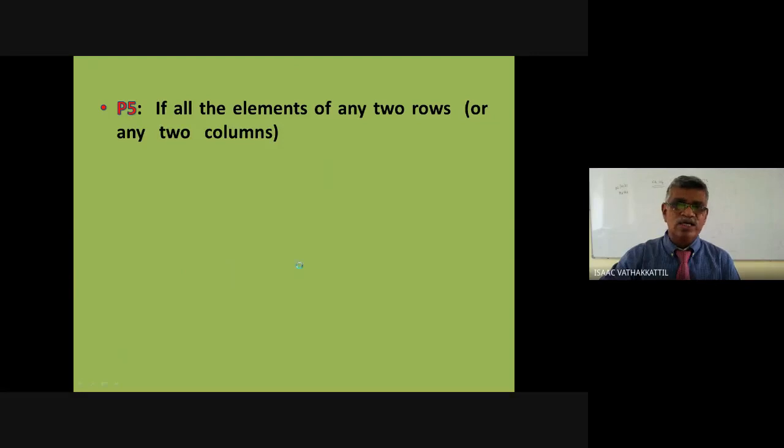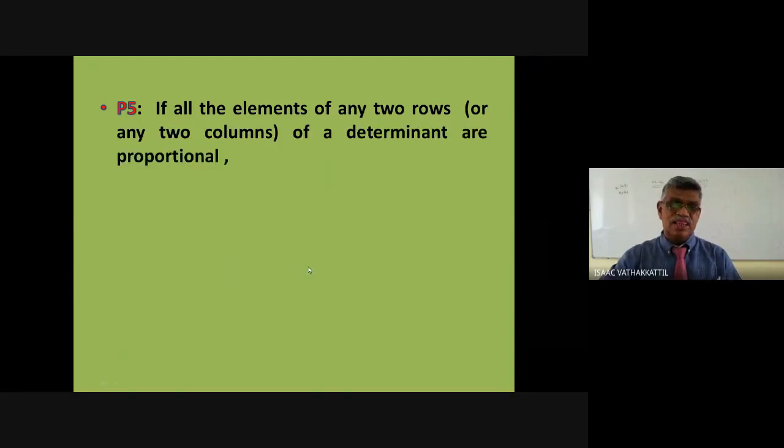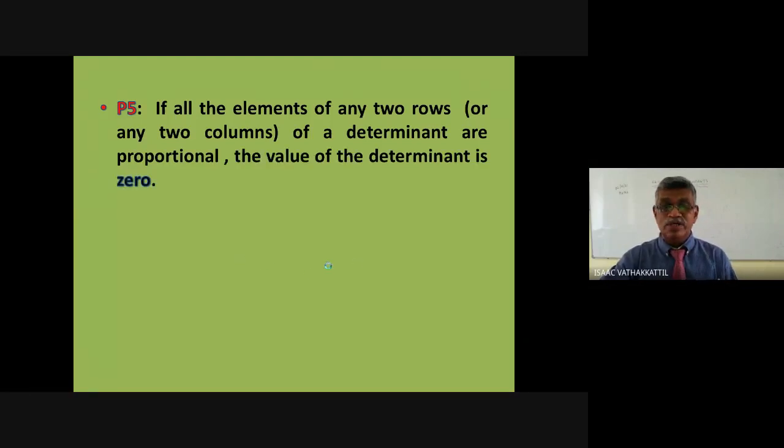Property 5. We will revise the property once again, don't worry. If all the elements of any 2 rows or any 2 columns of a determinant are proportional, not necessarily equal, the value of the determinant is 0. What happens if they are proportional? I can multiply with a constant or divide with a constant and I can make them the same. That means the 2 rows or 2 columns become identical and hence the value is 0.